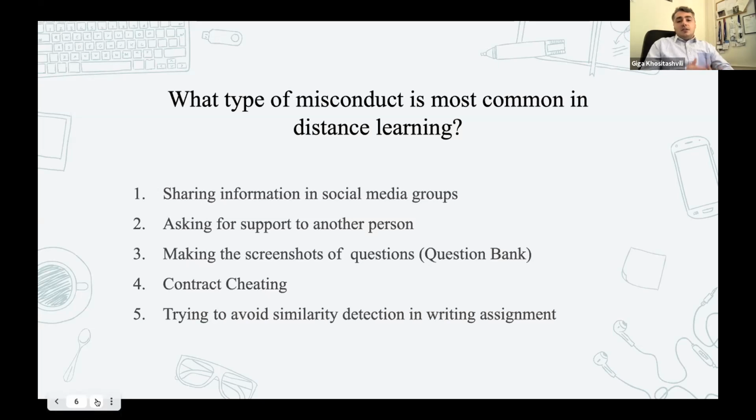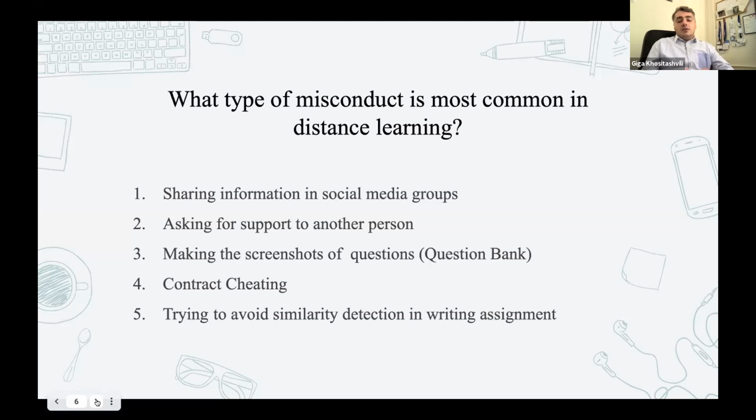So what type of misconduct is common during distance learning? First of all, this is sharing information in social media groups. I'm not sure what happens in our partner institutions regarding this, but what I noticed in our case is that students are very active in social media groups. Normally they have these closed groups with no teacher, so the teacher cannot access these groups, and they share information there. When they are having an exam or an assignment to write, they quickly share this in these groups and try to cheat in this way.